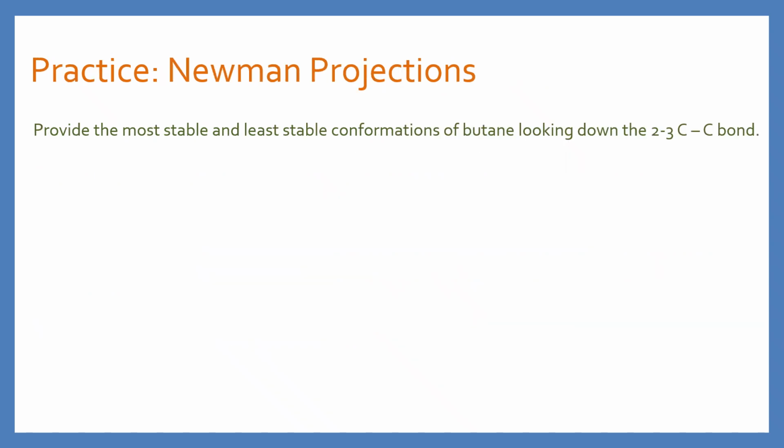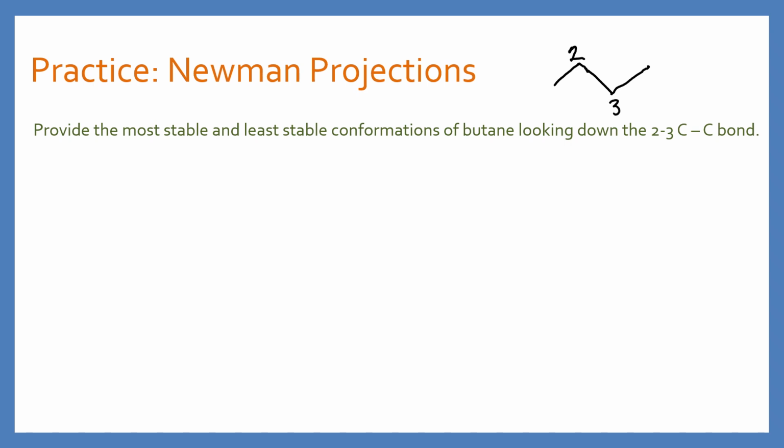So we're going to start with a simple practice problem. Provide the most stable and least stable conformations of butane, looking down the 2,3 carbon-carbon bond. So the first thing that we need to do is draw butane. Butane is just 4 carbons. Let's connect those like that. And this is saying that we're looking down at the 2,3 carbon-carbon bond. So this is carbon number 2, and this is carbon number 3.